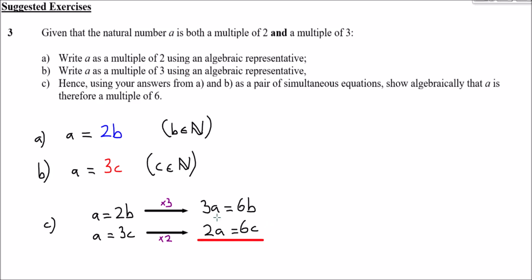Now, if we subtract one from the other, 3a take away 2a will leave us with just 1a, which is what we wanted to find all along. So 3a take away 2a gives us a, then we have 6b minus 6c. And now we can factorise out a 6 from both of these. That gives us 6 lots of b minus c, which is therefore a multiple of 6.